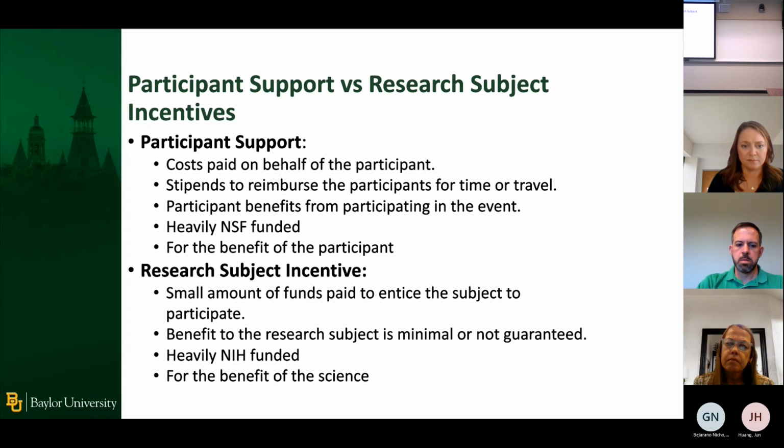Yes. So whenever you get to that point, just come find me and we'll talk it through and make sure that everyone's in the right category. Right. Thank you. No problem. That's a great question. All right. Are there any other questions about participant support or research subjects?